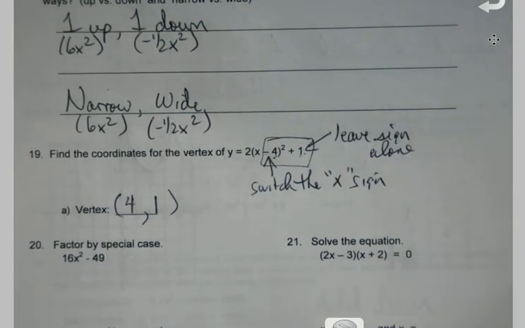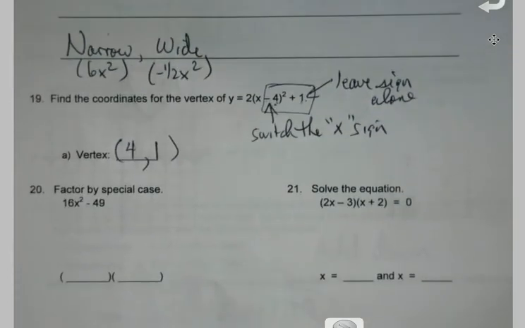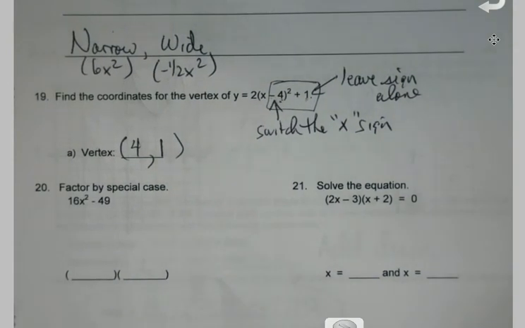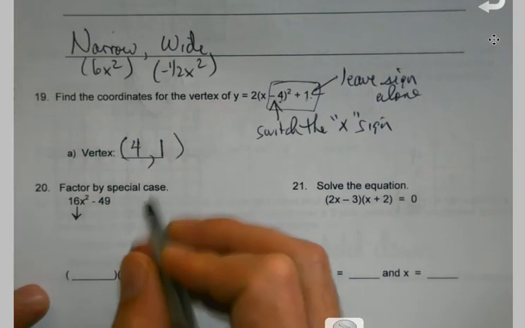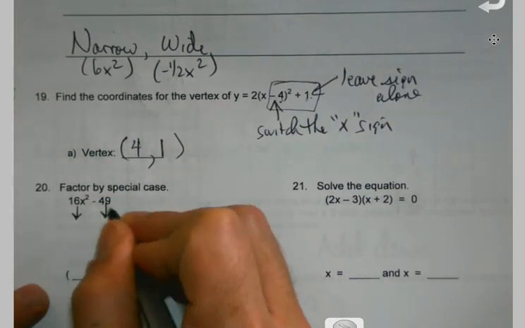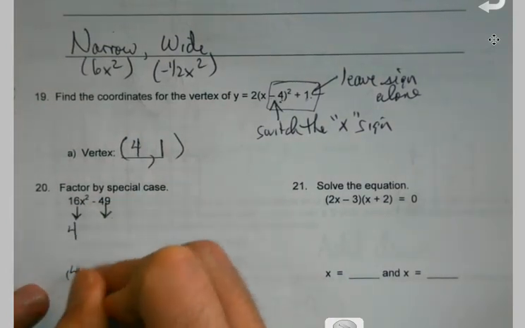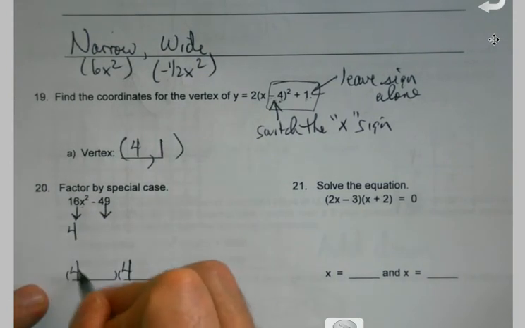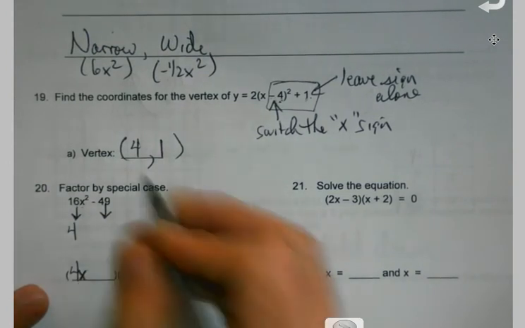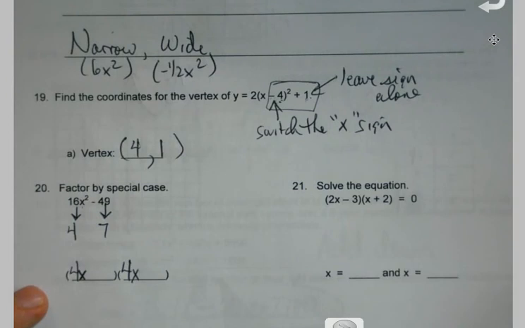So then, factor by special case. Now some of you struggled a little bit with this one. What can I times by itself to get 16? Okay, 4. So 4 goes first. And since it was x squared, I take the variable with it. And since I times 7 by itself to get 49, you've got the chart if you need it.